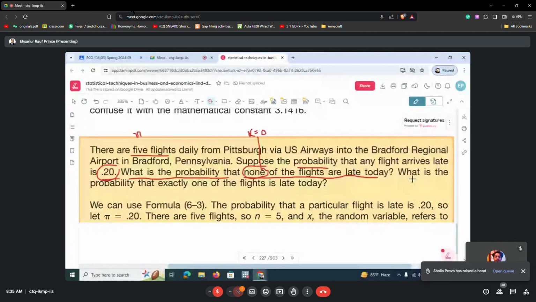What is the probability that exactly one of the flights is late today? The last part of the question is, what is the probability that exactly one of the flights is late today? Here, the value of x is equal to 1. Right. So now I think you have understood why the value of x is 0 for the previous case. What is the probability that none of the flights are late today? So that time, the value of x was 0. But here, the value of x is 1. এবার বুঝতে পারছো?